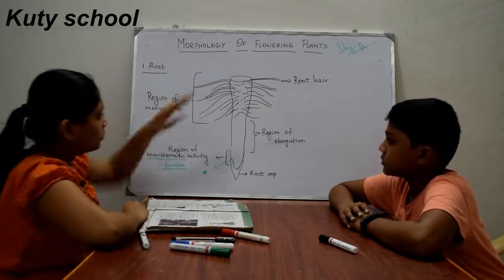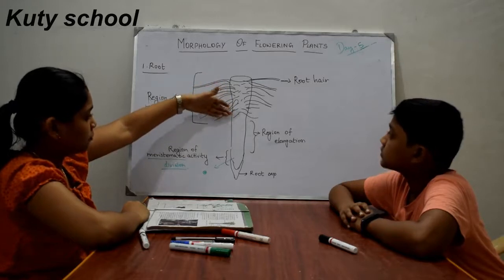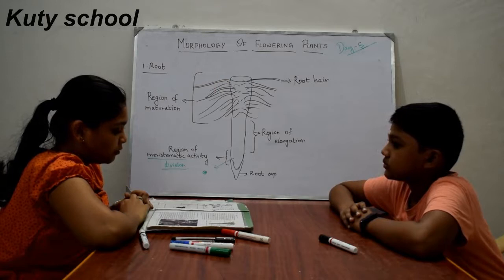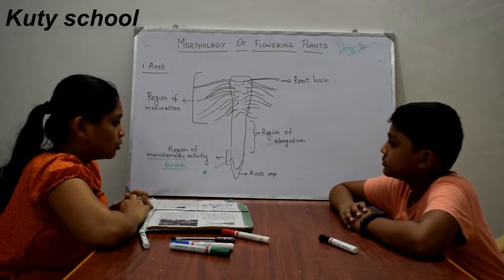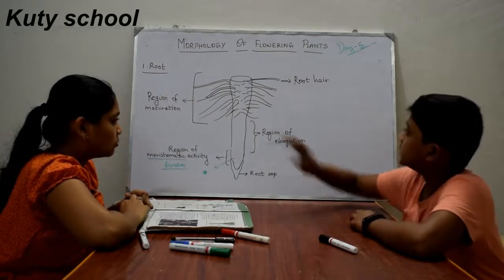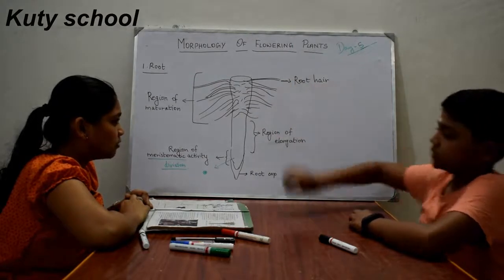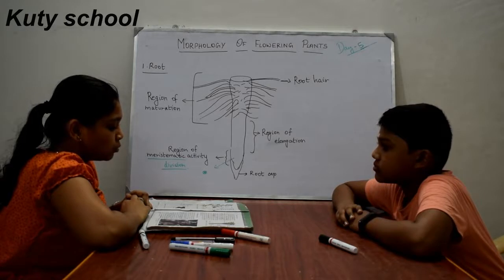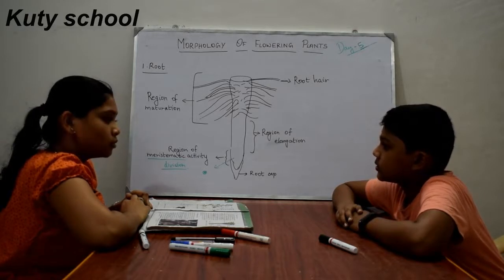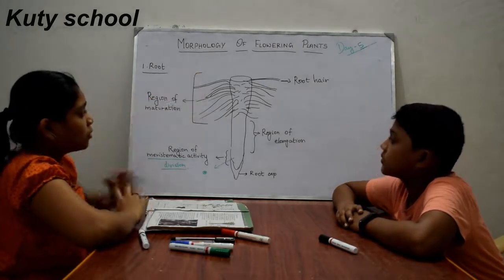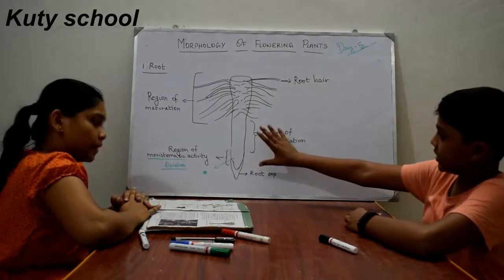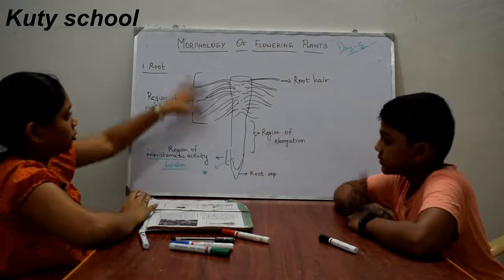some of the epidermal cells of this root form very fine and delicate thread-like structures called root hair. So this is known as root hair from this region. These root hairs only absorb water and minerals from the soil.